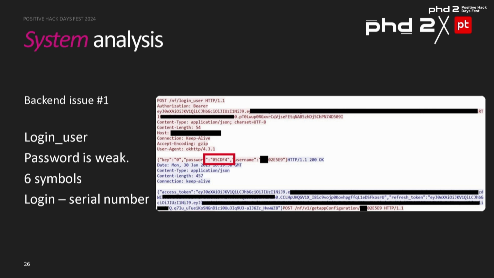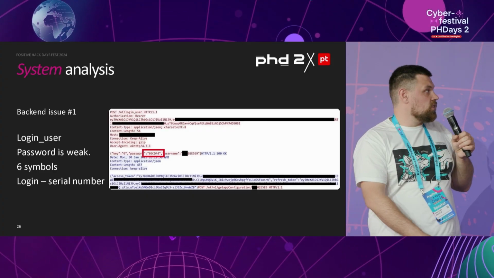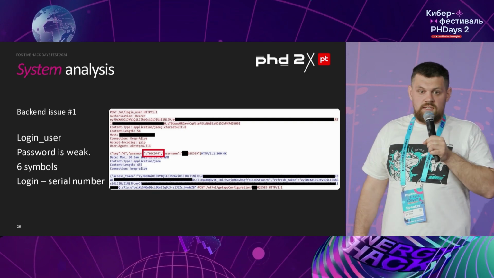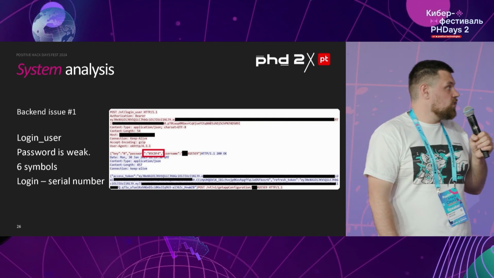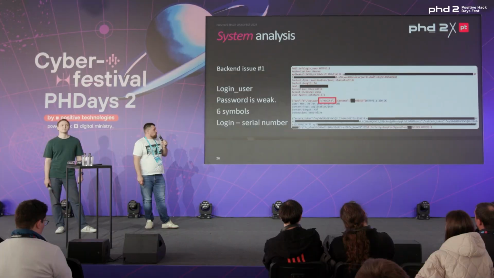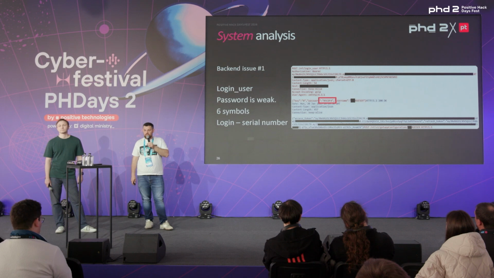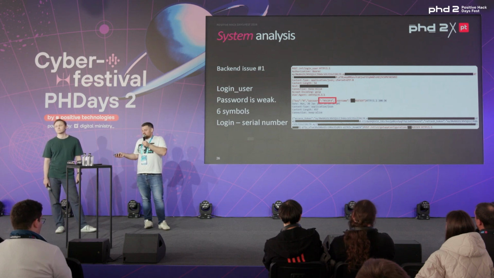What it looks like with HTTP, what it looks like with HTTPS. And security issue number 1 here. The password is just 6 symbols. And the serial number, so the username is the serial number of the robot on the body. Well, it's not a big deal to find these security cookies and to go through the 6 symbols.